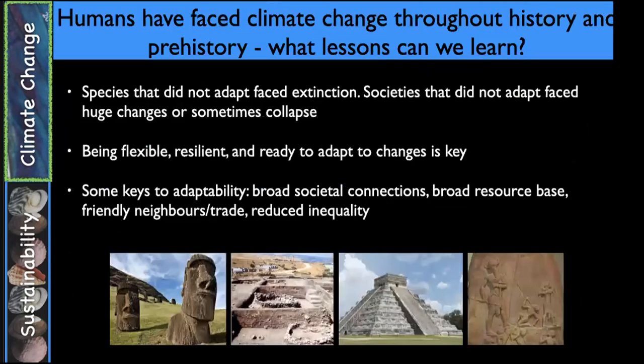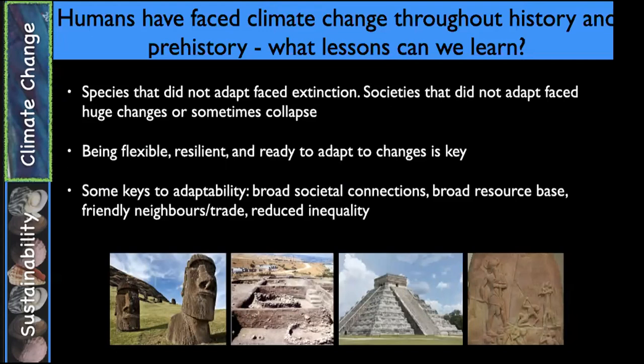So humans have dealt with rapid climate changes throughout history and prehistory, and this is just one example. Can we learn anything from this episode that happened tens of thousands of years ago that's relevant to our modern world? I mean, I think so. So from this and other examples, we know that species that did not adapt faced extinction. Societies that did not adapt faced huge changes or sometimes collapse. So being flexible, resilient, and ready to adapt to changes is a key lesson, I think, that we can take from archaeology into our modern world.